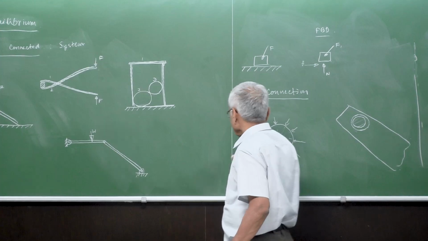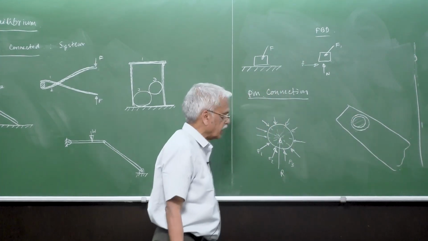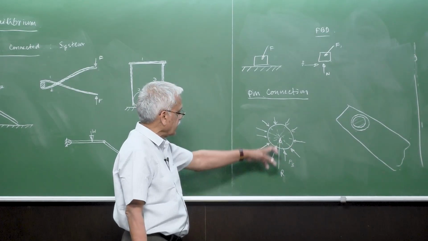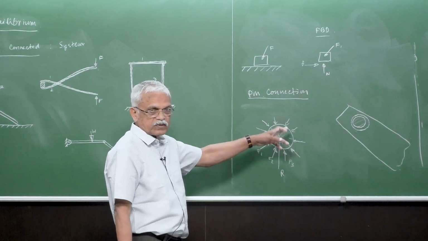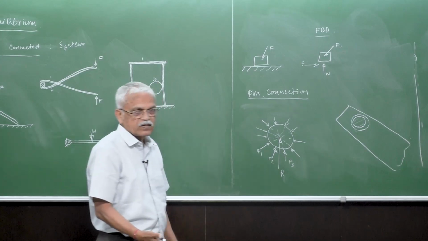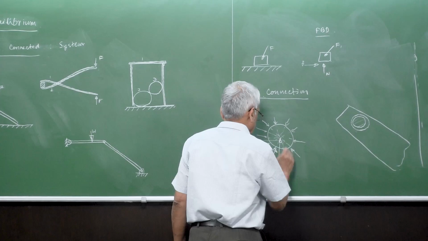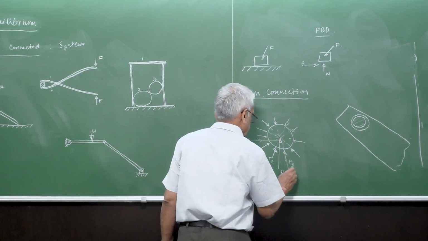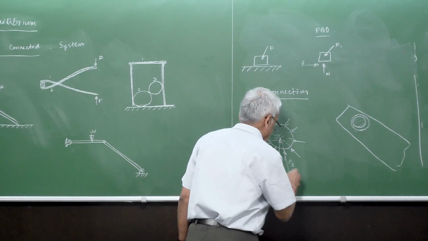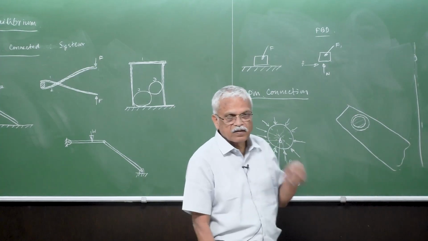Okay, so that means that if there is a pin which is well lubricated without any friction, then the interaction here will be a resultant force through the center. I don't actually know the direction, so you can assume that it has Rx and Ry. So essentially there are only two components in x and y direction without any moment.